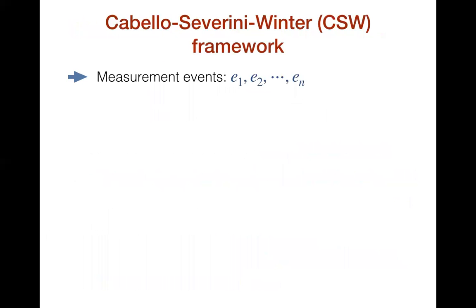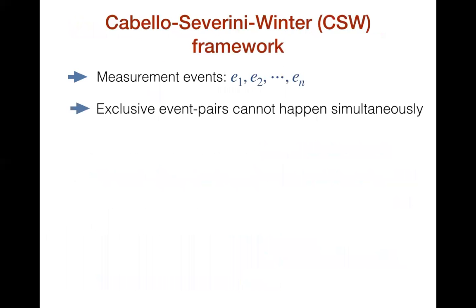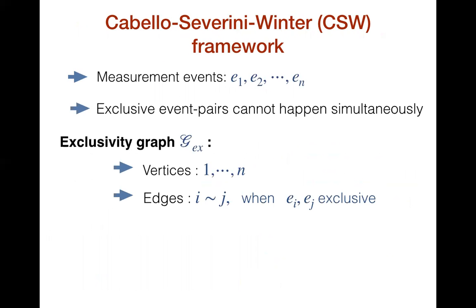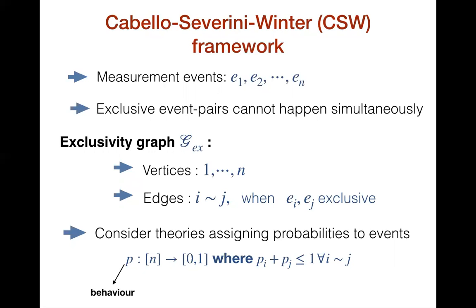So imagine you have n measurement events, E1 to En, and two events, we call them exclusive if they cannot happen together. And for them, we construct this graph called the exclusivity graph, having n vertices, and we draw an edge between i and j if events Ei and Ej are exclusive. Next, we assign some real values between 0 and 1 to each of the vertices of this graph. We denote this by this vector p of n dimensions, which we also call a behavior. And we have this rule that p_i plus p_j must be at most 1 for every edge i, j.